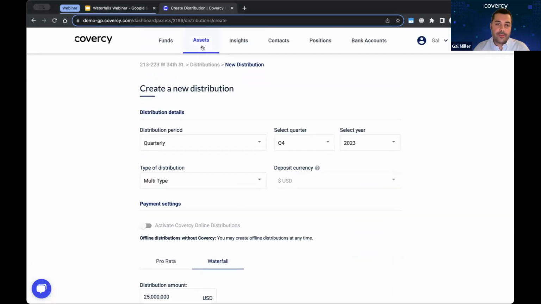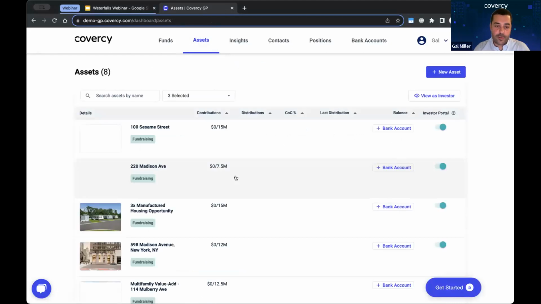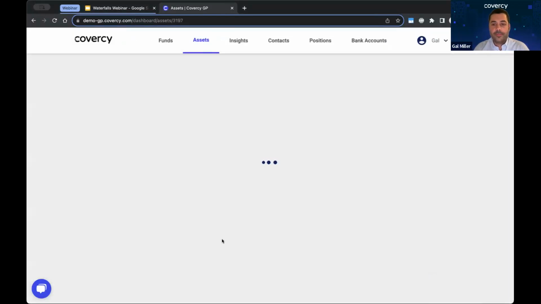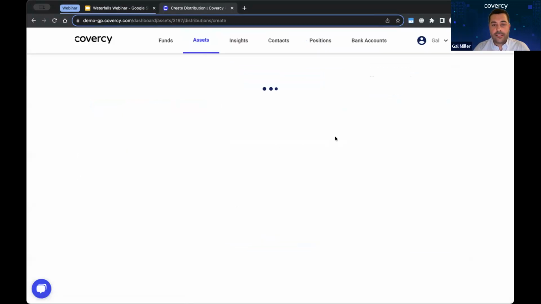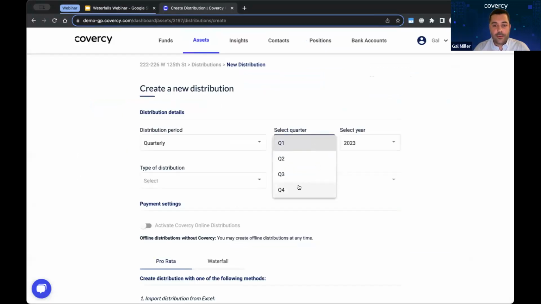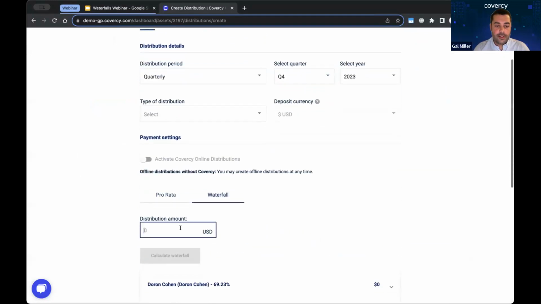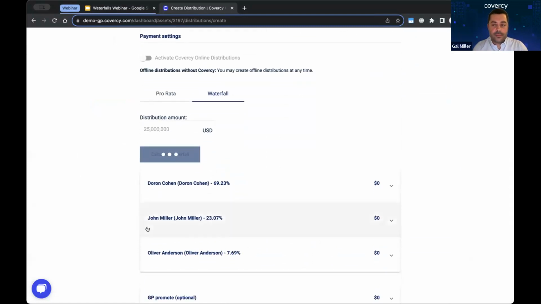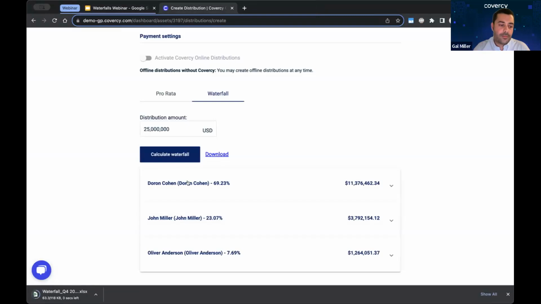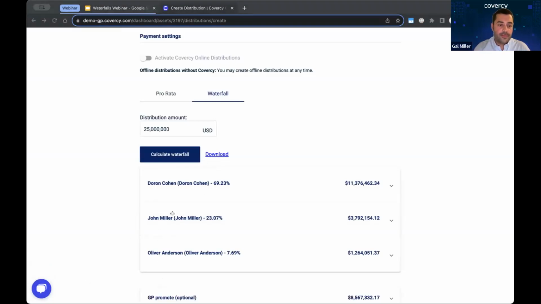Last example, and then we're going to go over common mistakes. We're going to go to another deal, Q4, run a 25 million distribution. This deal is based on equity multiple, so the waterfall structure looks a little bit different.